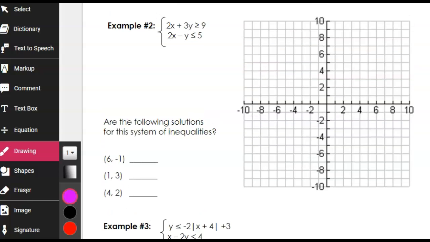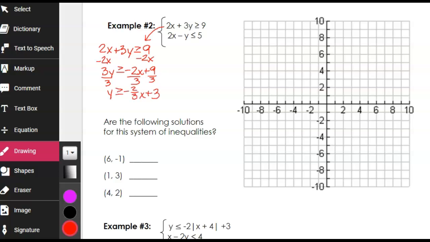I'm going to follow my same steps. I only have 2 equations this time, but neither of them are solved for y. So I'm going to go ahead and solve for y. They're in something called standard form that you hopefully learned about last year. So to solve for y, I'm going to move the other term. I have 3y is greater than or equal to negative 2x plus 9. I'm going to divide everything by 3. And I have y is greater than or equal to negative 2/3 x plus 3.